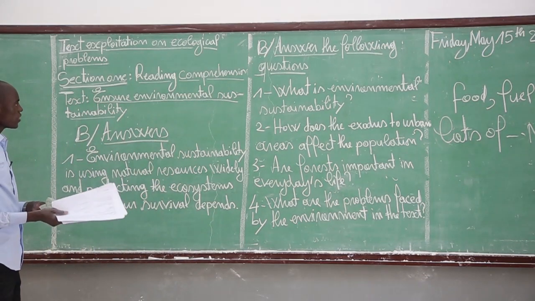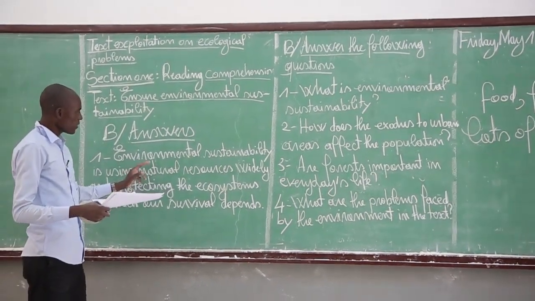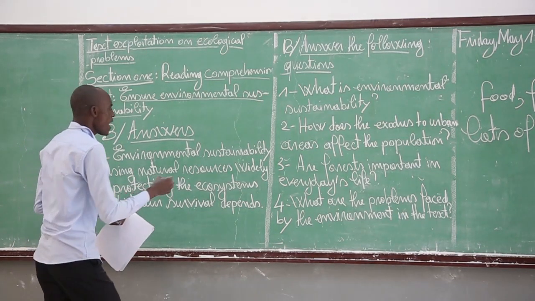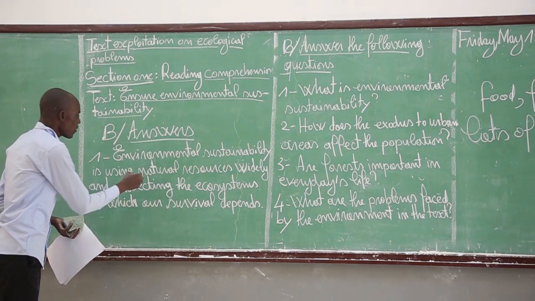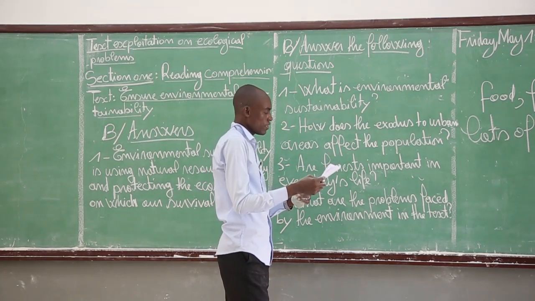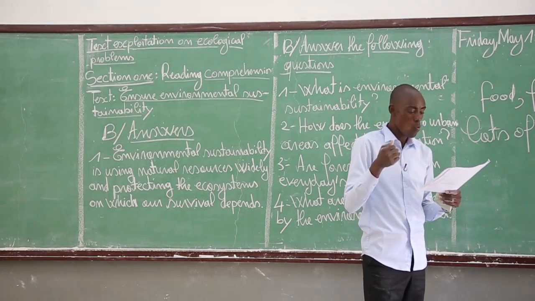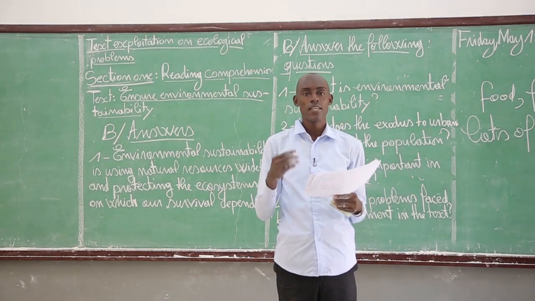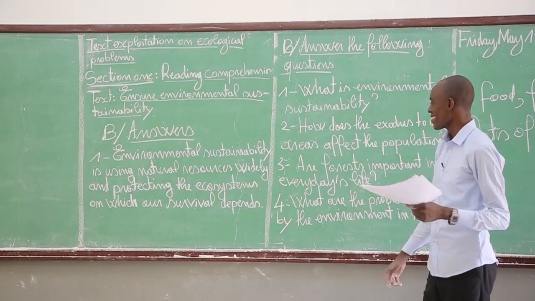And this is the definition, the answer to this question. What is environmental sustainability? It is in the text: environmental sustainability is using natural resources widely and protecting the ecosystems on which our survival depends. This sentence is in the first paragraph. This is the answer to this question. It is the definition of environmental sustainability.